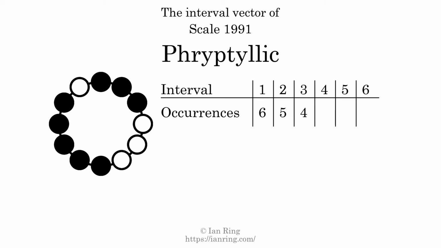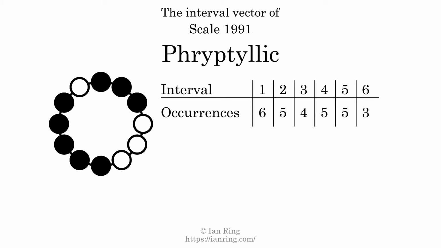There are 4 intervals with the size of 3 semitones. They are here, here, here, and here. There are 5 intervals with the size of 4 semitones. They are here, here, here, here, and here. There are 5 intervals with the size of 5 semitones. They are here, here, here, here, and here.